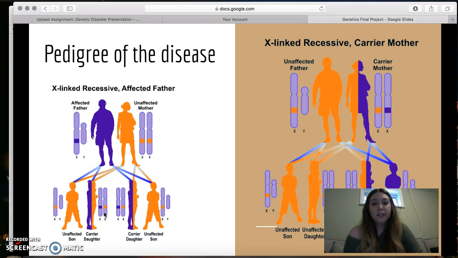So the pedigree of the disease: for the X-linked recessive disorder, I did an affected father and a carrier mother. On the left side of the screen, the affected father passes it down. He has 2 unaffected sons because he can't pass it on to his sons, and he has 2 carrier daughters. And then on the right side, the carrier mother has an unaffected son and an affected son, an unaffected daughter and a carrier daughter. So that's just, I thought, a nice visual of how the disease gets passed on and how the mother passes on the gene to her son.